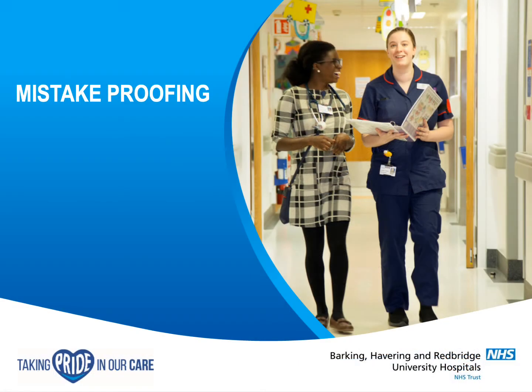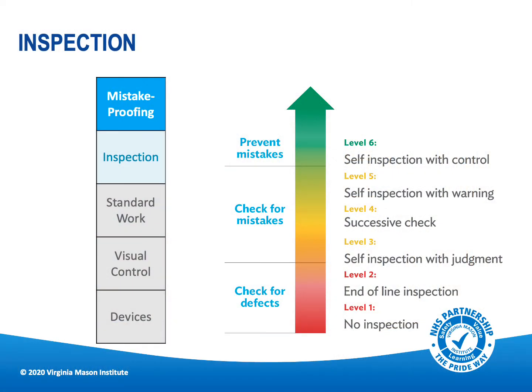Now we'll move on to mistake proofing. You'll remember from the 7 wastes that defects are mistakes that go uncorrected. So the purpose of mistake proofing is to reduce or ideally eliminate those defects. One element of mistake proofing is inspection, which involves comparing against a known standard.